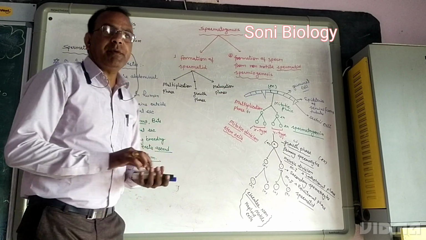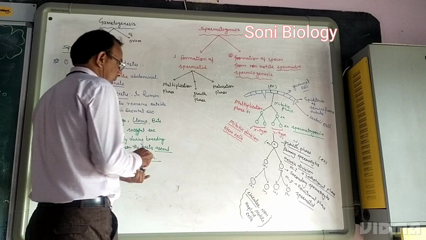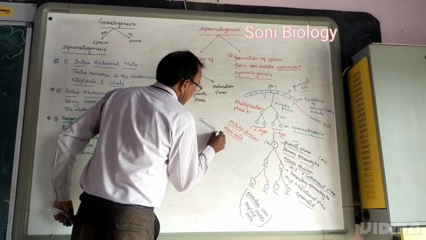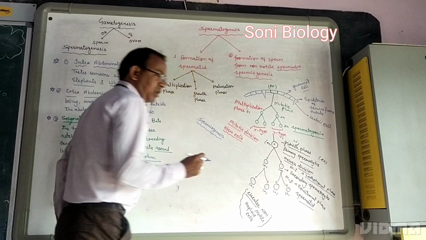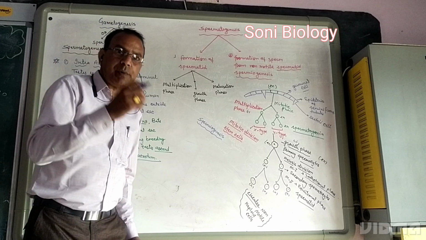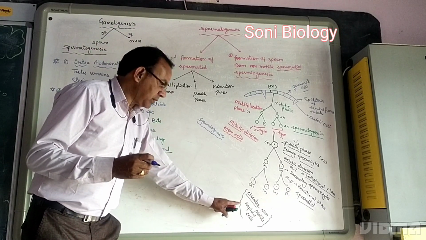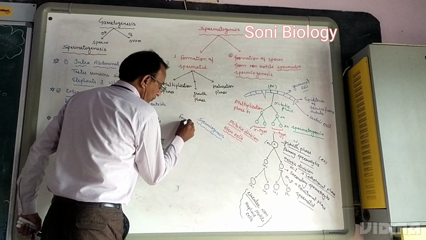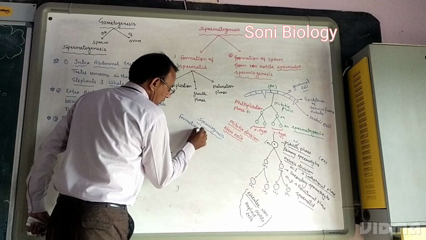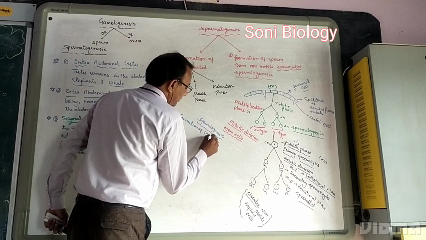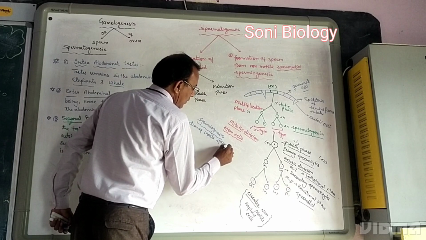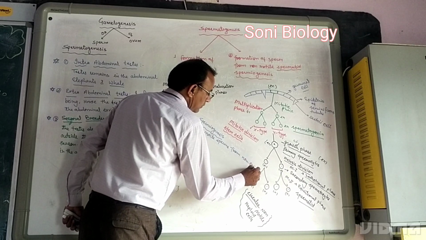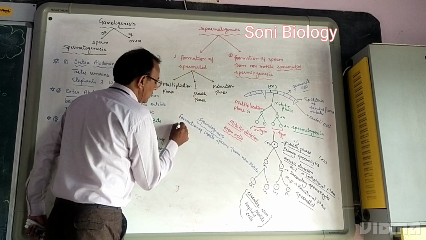The second phase is spermiogenesis. Spermiogenesis means formation of motile sperm from non-motile circular cells. It means formation of motile sperm from non-motile spermatid.